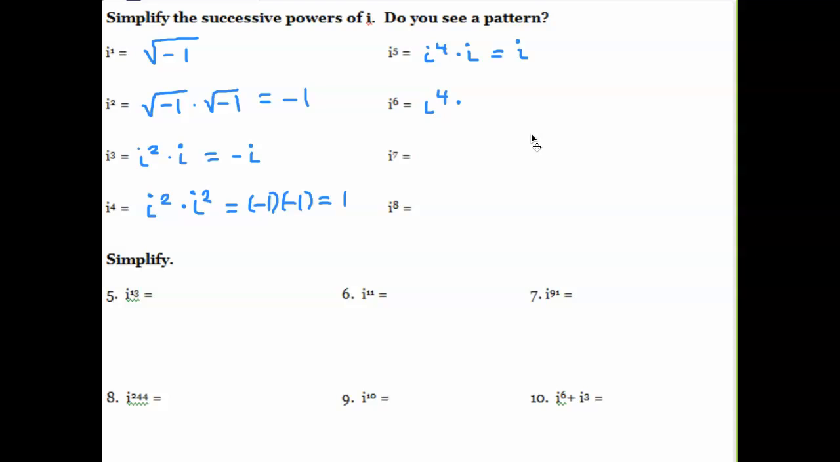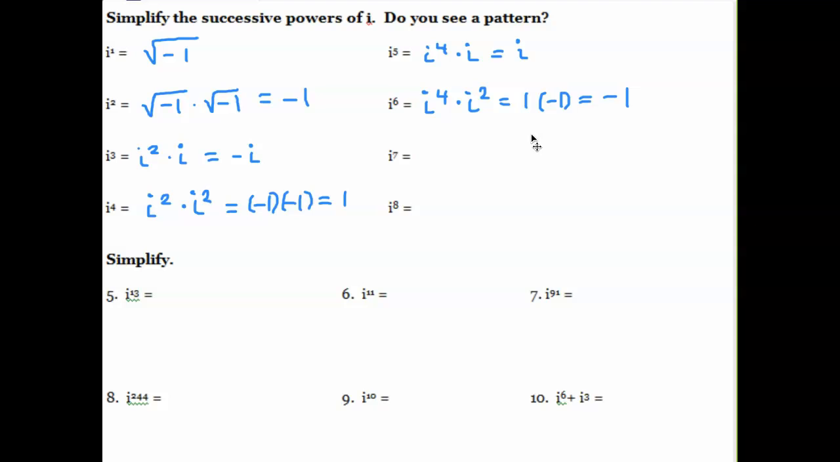Well, 6 could be 4 and 2. i to the 4 is 1. i to the second is negative 1. What are you starting to notice about our problems with i's? i to the 1 is the same as i to the 5. i squared is the same as i to the 6th.